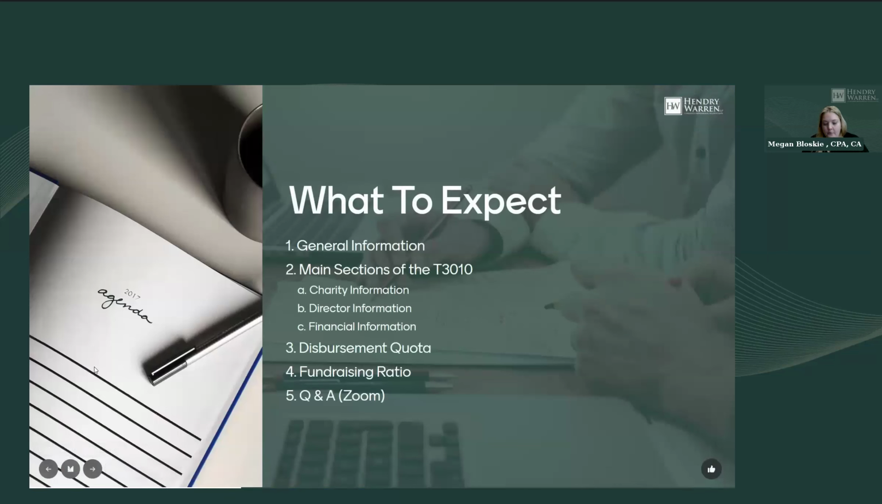On today's webinar, we will be talking about some general information with respect to the T3010, and then we will do a deeper dive into the main sections that need to be completed. At the end of the presentation, we will take a question and answer period. Questions can be submitted through the Zoom question feature located at the bottom of your screen.